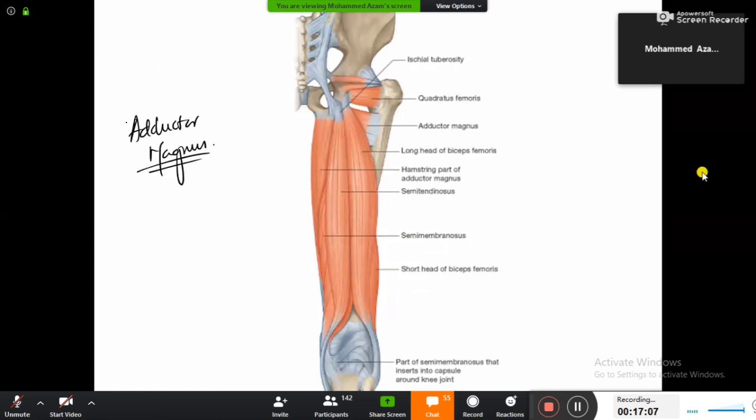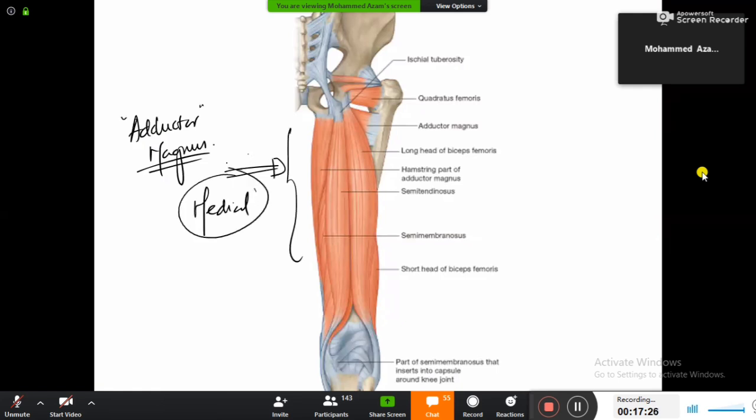The moment I see this word adductor, guys, where should an adductor be? In the medial compartment of the thigh. Which compartment? Medial. It should be on the medial side. Why? Because it is helping in what? Adduction, bringing the thigh closer. So where should adductor magnus be?